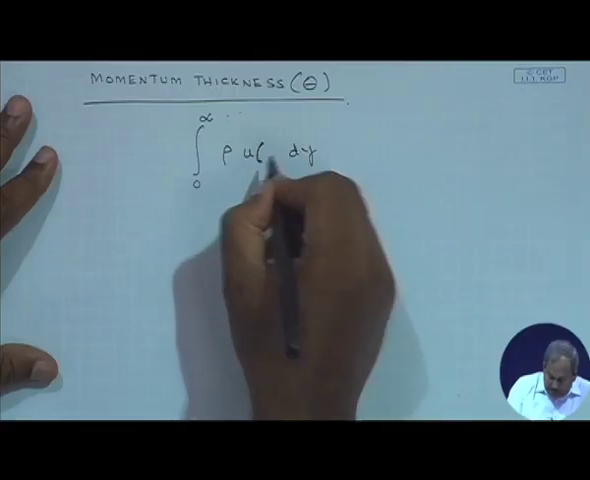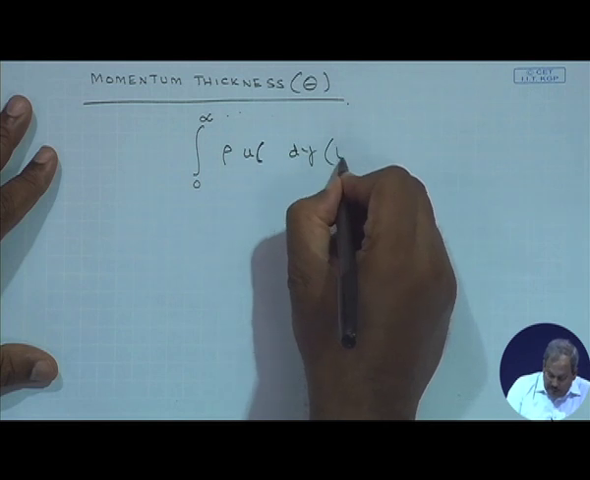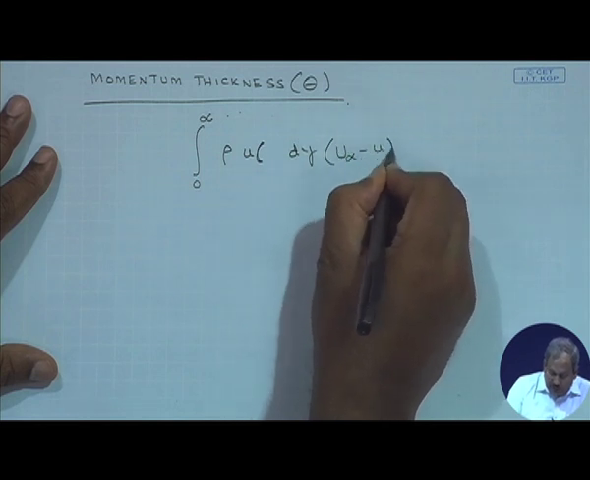So, what is the reduction in the mass flow rate in this quantity of fluid because we have a viscous boundary layer? The mass is rho u dy, rho small u dy. What is the reduction in momentum because of the presence of the boundary layer? So, that is what I am going to write here. So, I must multiply this with u infinity minus small u.